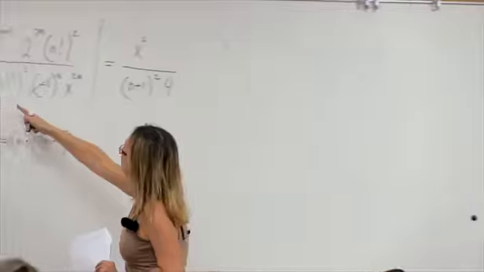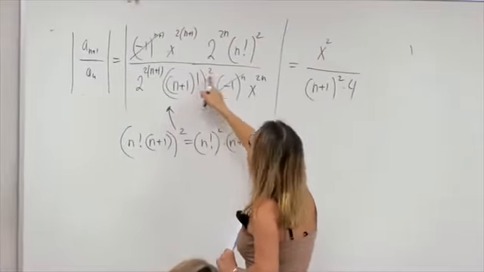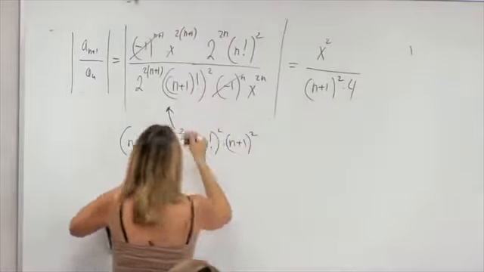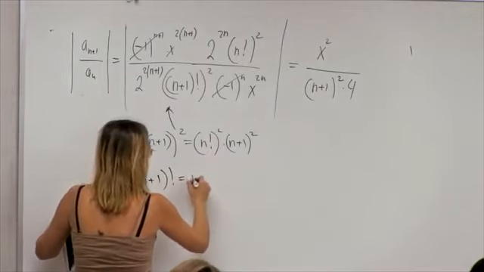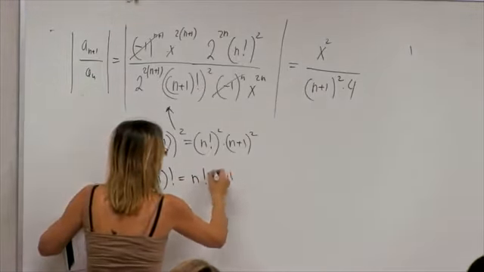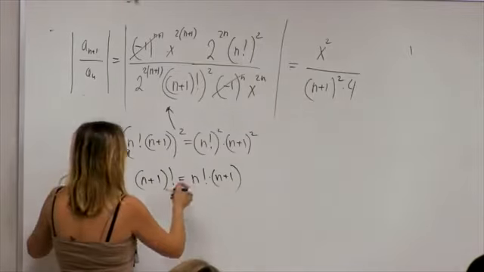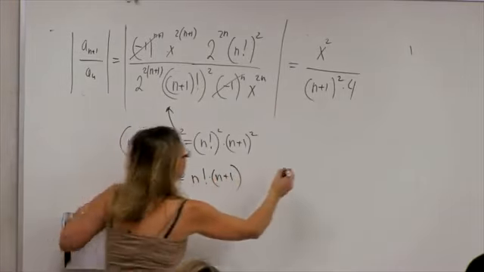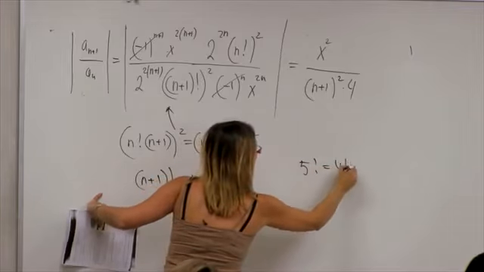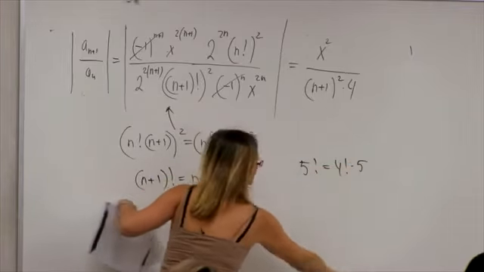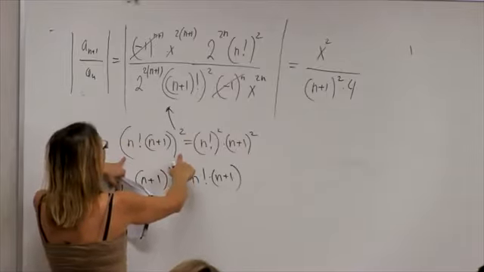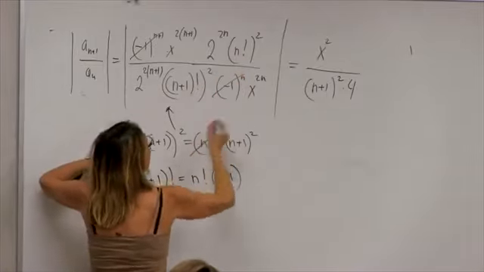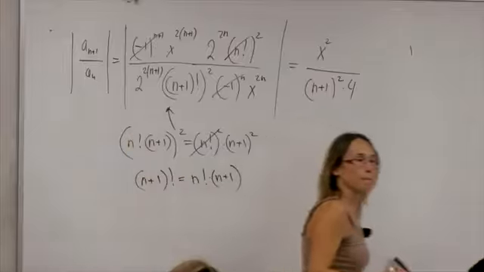Question? Yeah, could you explain the factorial? So on the bottom, I have (n+1) factorial, right? Squared, the whole thing. N plus 1 factorial is the same as n factorial times the next term, n plus 1. For instance, 5 factorial is equal to 4 factorial times 5. You have to multiply by the next number. And then I square that, and then this guy cancels. All right, thank you. You're welcome. More questions?